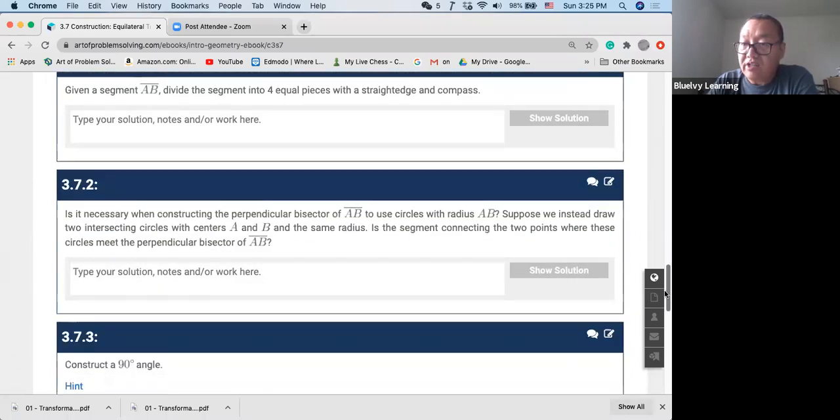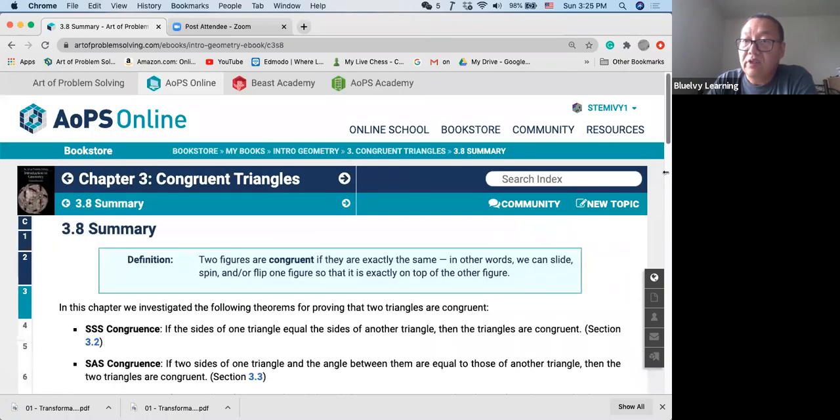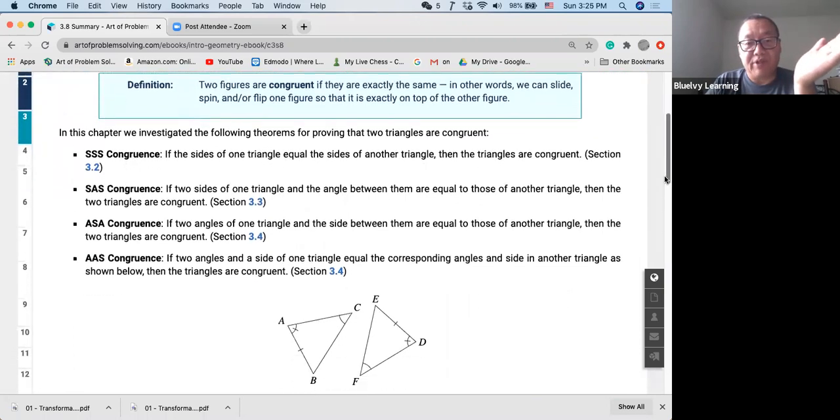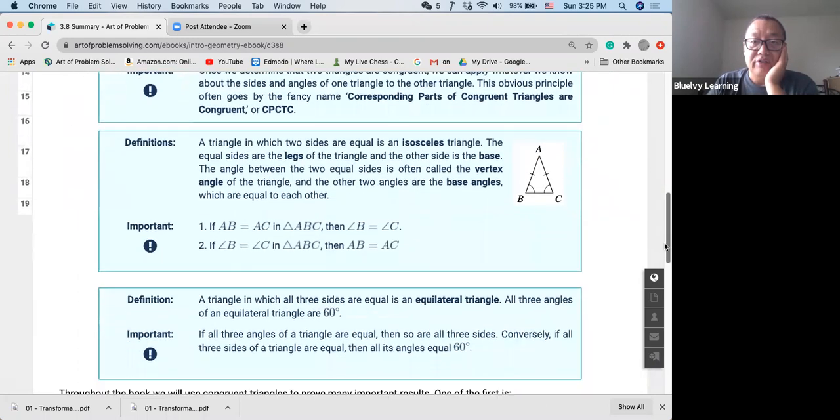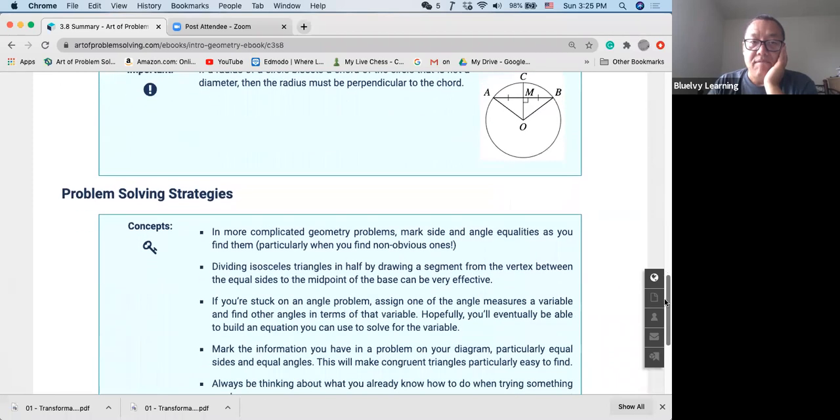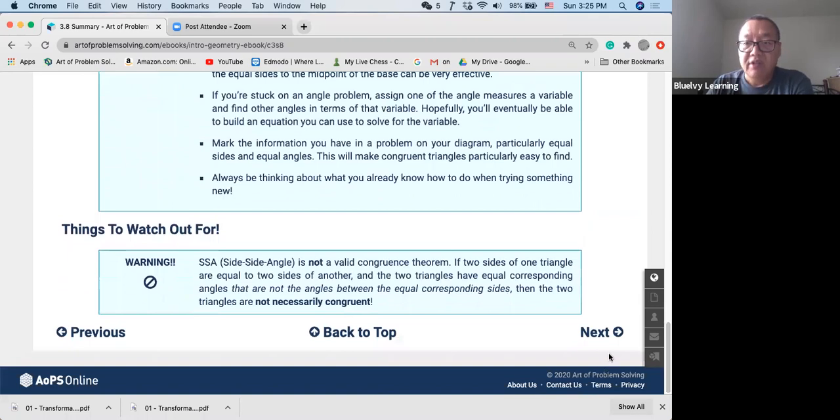So here, actually, we finished this section. Now let's go to here. Actually, we already finished this chapter 3. In this chapter, first we learned SSS congruence, SAS, ASA, and AAS. Later, we showed you SSA is not a valid criterion to guarantee the two triangles are congruent.